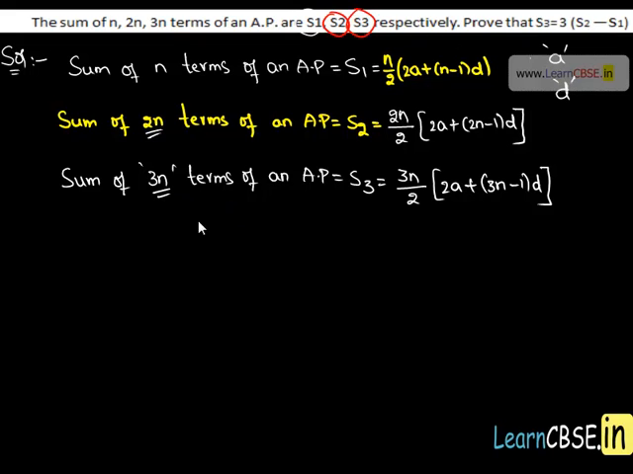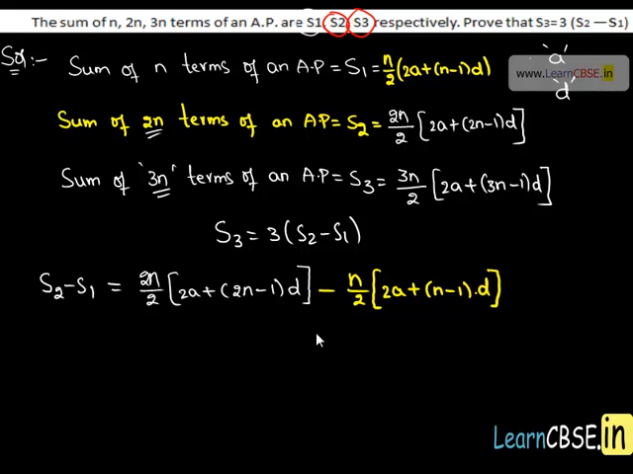To prove this relation, S3 is 3 times of S2 minus S1, we will take the right hand side and show that the right hand side is equal to the left hand side. To prove this, let us consider the difference between S2 and S1, that is S2 minus S1. Let us substitute these values from the above results. We have S2 is 2n upon 2 times 2a plus 2n minus 1 times d, and S1 is n upon 2 times 2a plus n minus 1 times d.